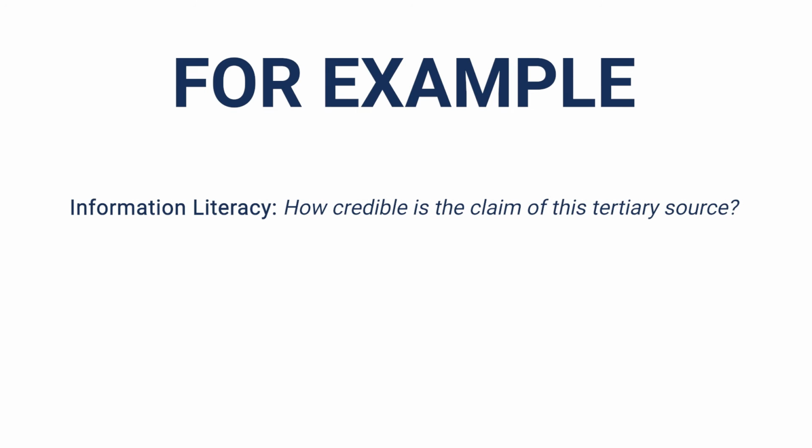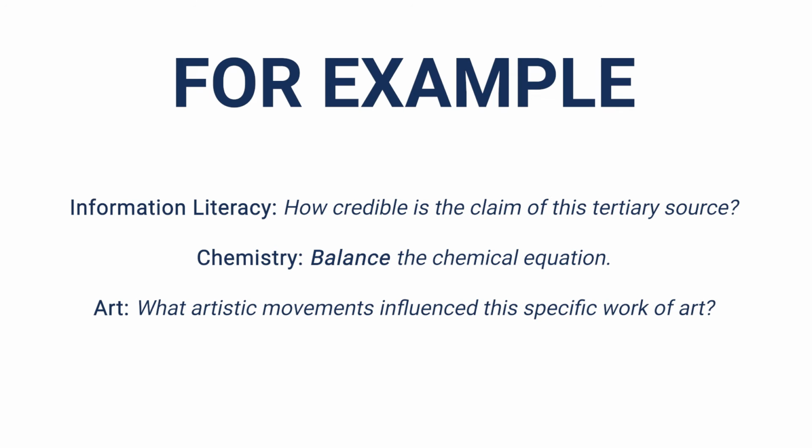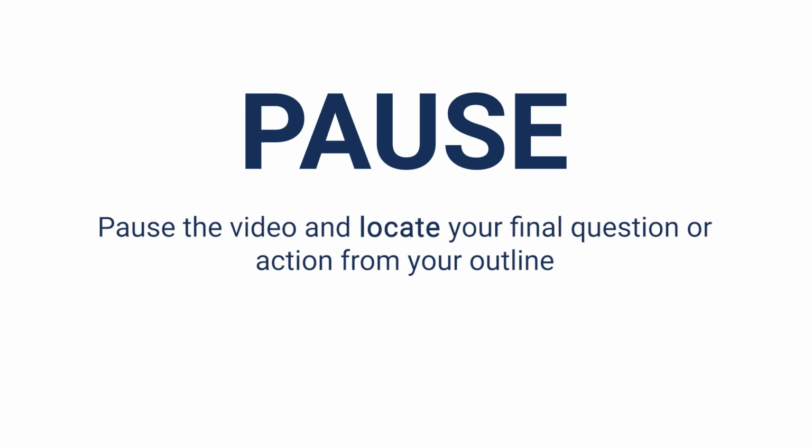In information literacy, the final question could be, how credible is the claim of this tertiary source? In a chemistry unit, a final action could be, balance the chemical equation. In an art course, a final question could be, what artistic movements influence this specific work of art? In a math lesson, a final action could be, solve algebraic word problems. Pause the video and locate your final question or action from your outline.